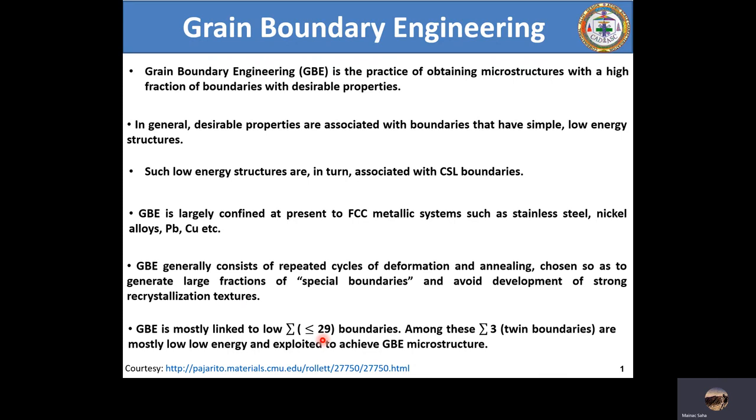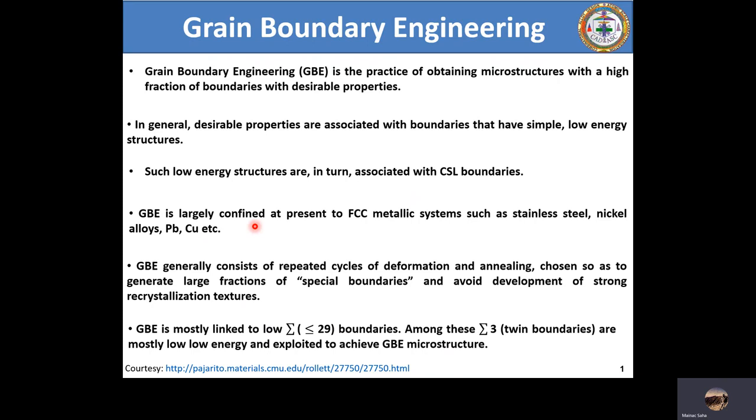Although people have reported this, among these, sigma 3 or the twin boundaries are mostly the lowest energy boundaries, lower than sigma 5, sigma 7, and sigma 9, and must be exploited to achieve a grain boundary engineering microstructure. This is exactly the reason why GBE at present is largely confined to FCC metallic systems which have low stacking fault energies, like austenitic stainless steel, nickel alloys, even nickel, copper, lead, etc.